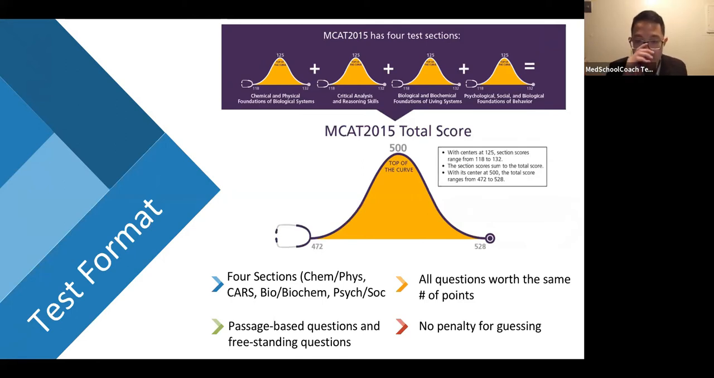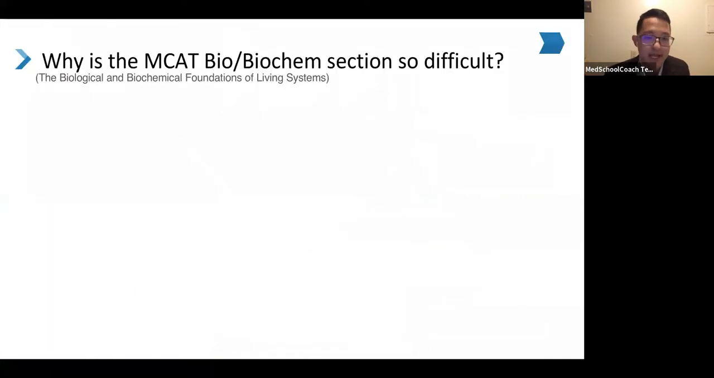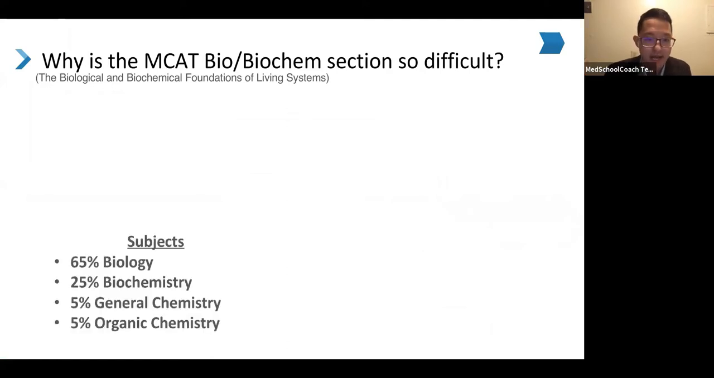And a couple minor points on the MCAT, it's a multiple choice test. Every question is worth the same amount of points, and there are no guessing penalties. All right, so from there, let's jump into the focus of today, the first section, the biochem section. So you can see here, it's also called the biological and biochemical foundations of living systems.